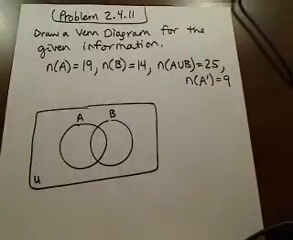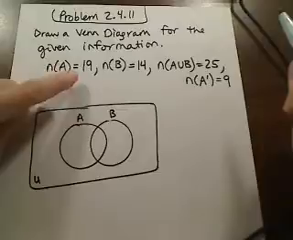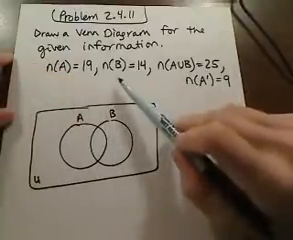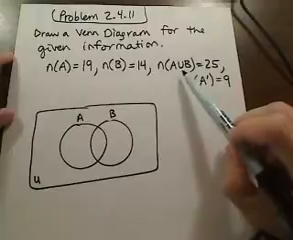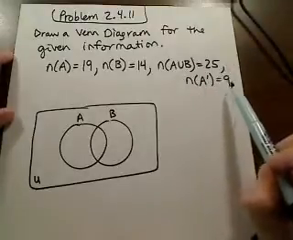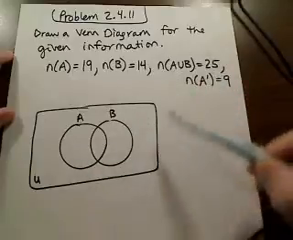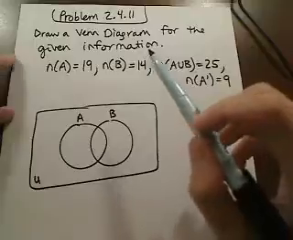All right, this is problem 2.4.11. They want us to draw a Venn diagram for the given information, and they tell us that the number of elements in the set A is 19, the number of elements in set B is 14, the number of elements in the union of A and B is 25, and the number of elements not in A is 9. My rectangle here is a little crooked, but it'll still work.